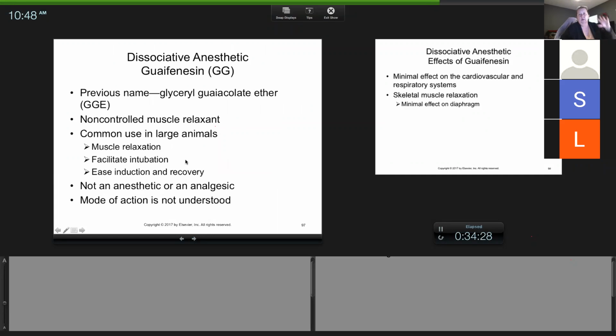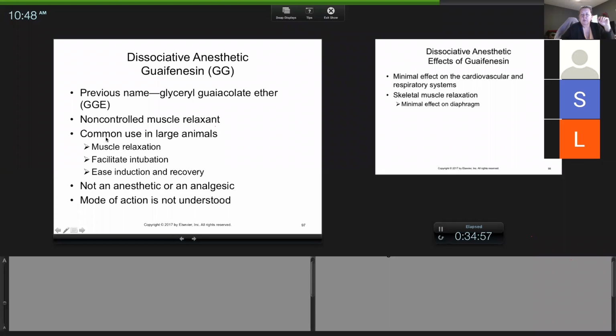Now, I'm going to talk about this drug called guaifenesin. Sometimes ketamine is used with this drug. Guaifenesin is not a dissociative anesthetic. Guaifenesin is a muscle relaxant, and I believe I put that in your email. Guaifenesin is abbreviated GG.